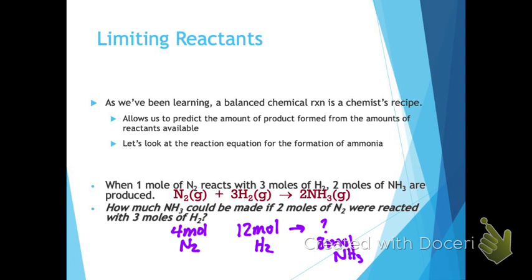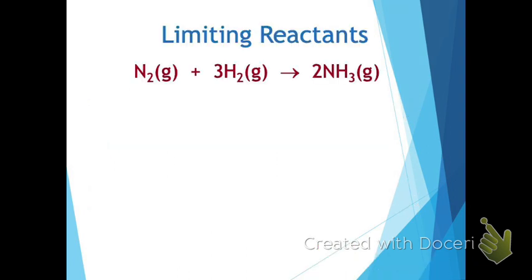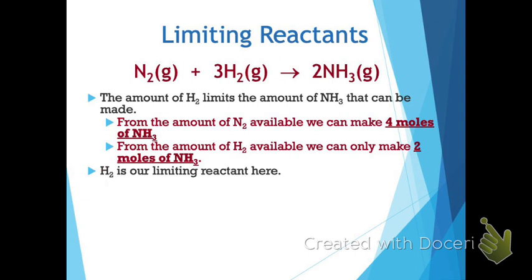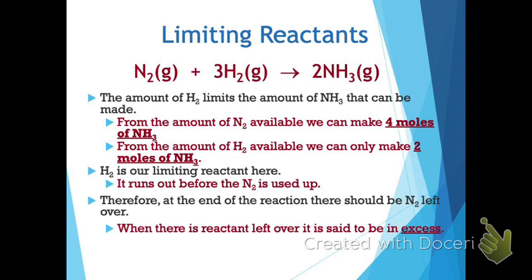Okay. Now, the difference with what we actually are going to start looking at is very rarely are they going to actually give you nice, pretty whole numbers to work with, right? We're going to have to work with grams. But we're going to be able to examine the amount of product we make to help us determine what our limiting reactant is. Okay. That's just me talking through that.